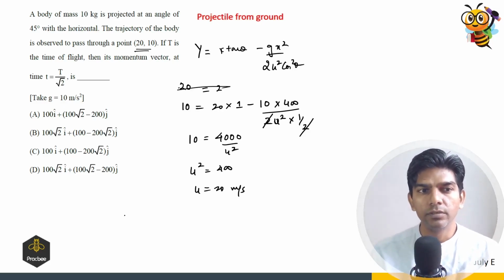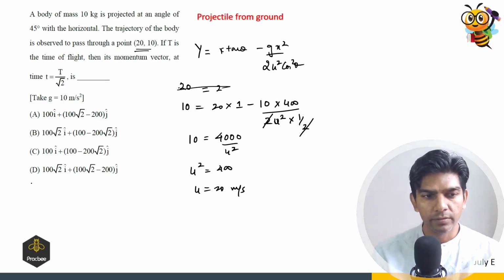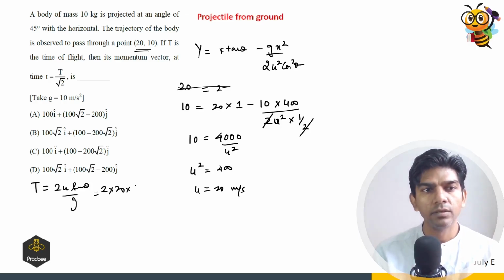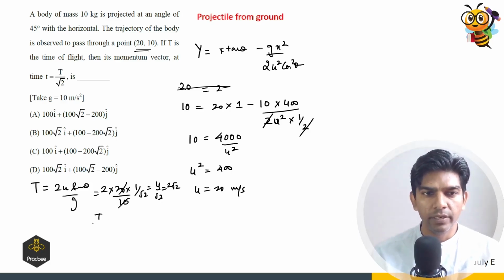Now we know the speed of projection, and we have to find the momentum vector at t equals to T by root 2, where capital T is the time of flight. Now time of flight is 2u sine theta by g, so that will be 2 times 20, and sine 45 is 1 by root 2, by 10, so this comes out to be 4 by root 2, or we can write this as 2 root 2. So that is the time of flight. So T by root 2 is nothing but 2 seconds.